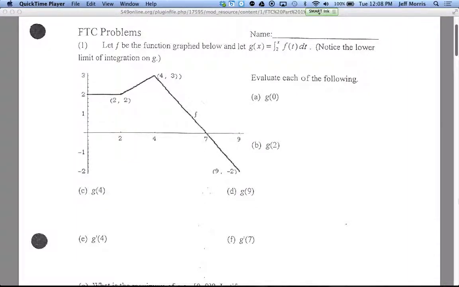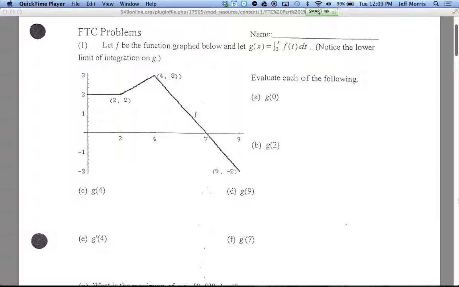Let f be the function graphed below. So what we have here is the graph of function f. This is going to be the key for the entire problem. In this example and the next example, we're going to connect differential calculus and integral calculus. We're going to show you how they are tied together and how they can actually work together.